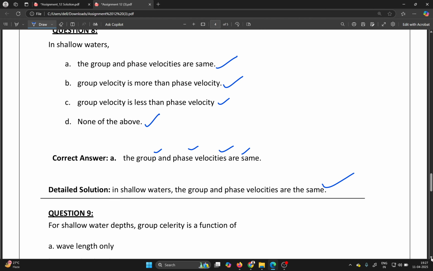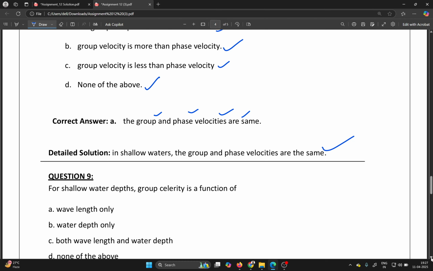Question number 9. For shallow water depths, the group celerity is a function of: A, wavelength only; B, water depth only; C, both wavelength and water depth; D, none of the above. Which option will be correct for question number 9?